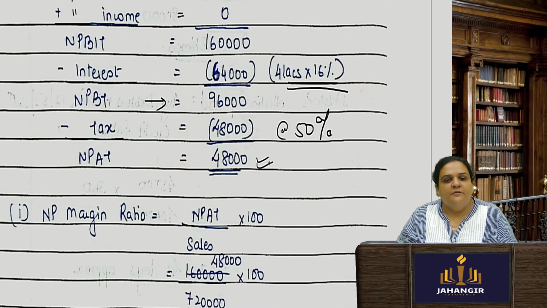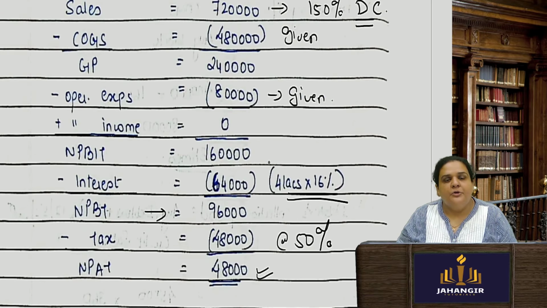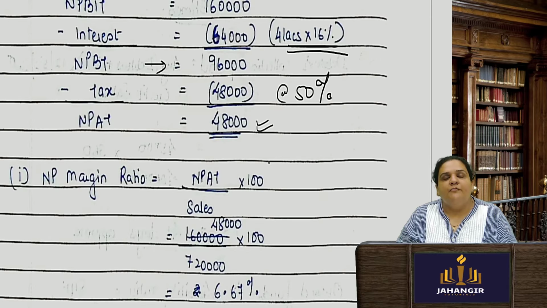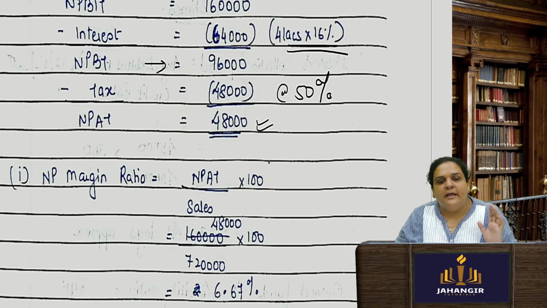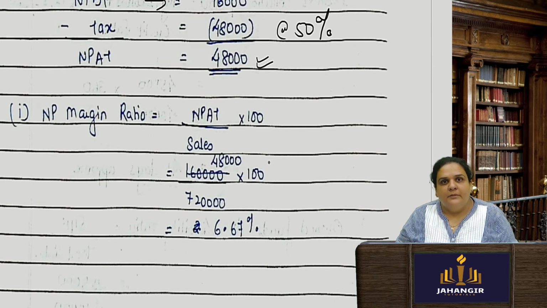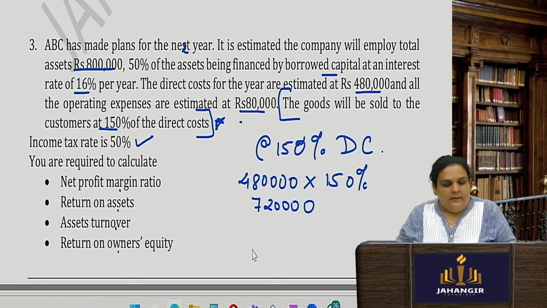So I have all the figures now which I will need in order to put it in my formula. Net profit margin, I told you, net profit after tax upon sales. Right, so net profit after tax, we just calculated 48,000. Sales is 7,20,000 into 100, 6.67%.